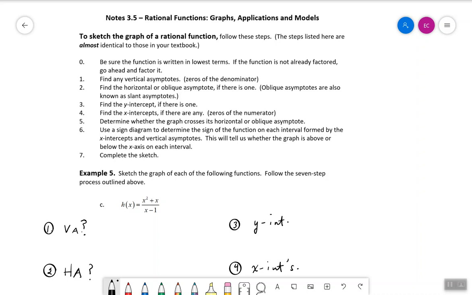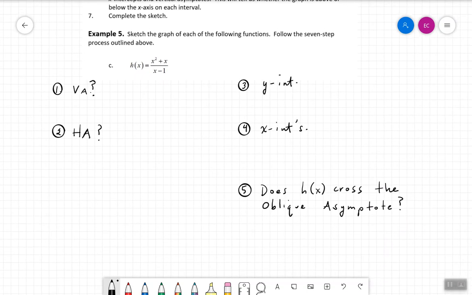Okay, we have one more example in section 3.5. We're graphing rational functions using a 7-step process outlined on the screen. We find the asymptotes and we find the intercepts. We check if the graph crosses the horizontal or oblique asymptote, and we make a sign diagram. And then we can put all that together to sketch the graph. So let's go ahead and get right into it.